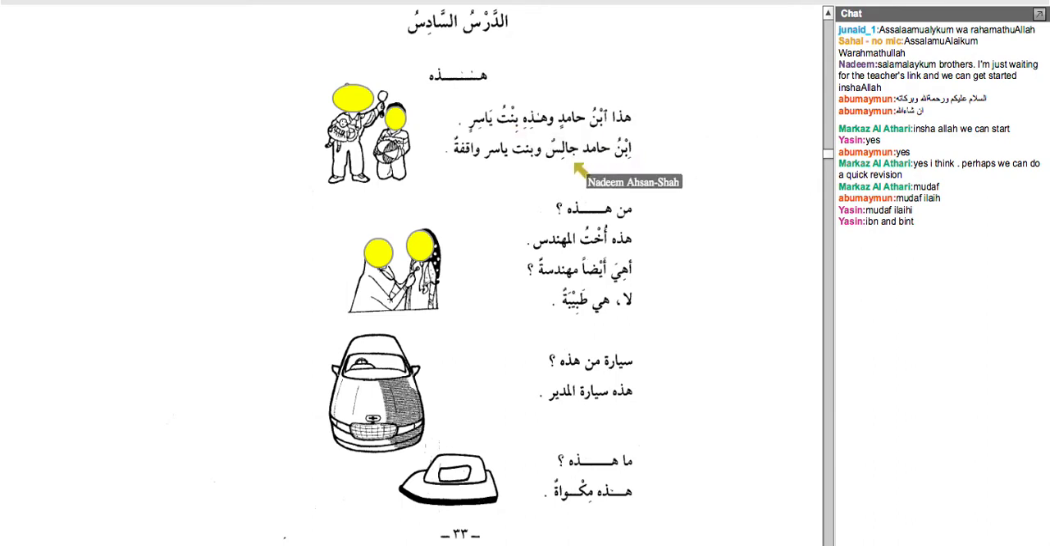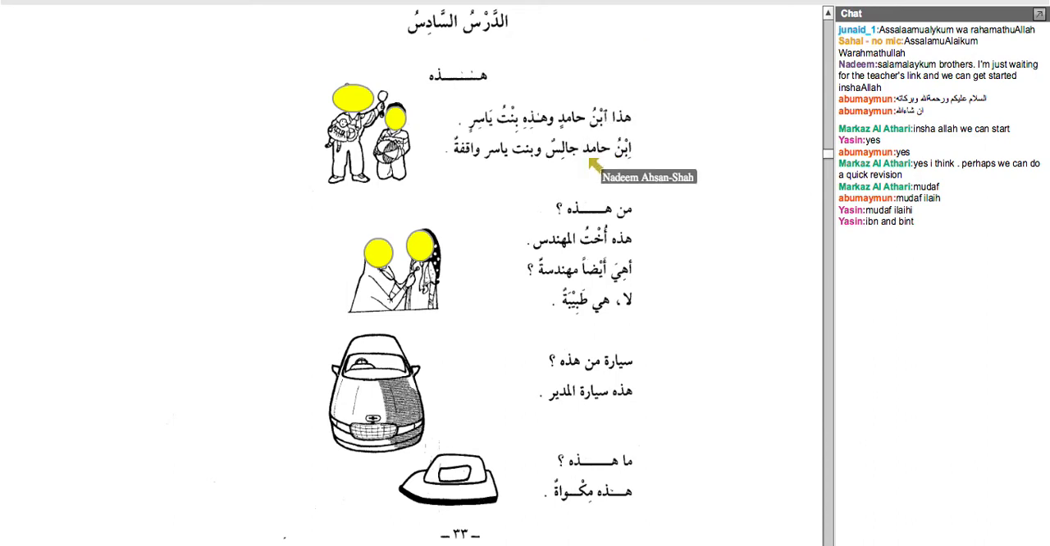So here again we have the next line. Ibn Hamidin Jalisun wa Bintu Yasirin wa Qifatun. This is lovely. So many rules that you can see gathered together in this one line. The first one is Hamzatul Wasl being used at the beginning of a line. You pronounce it, not as in the previous line, where it was between the words so you didn't pronounce it. Here at the beginning, you say Ibnu. So then, because it is mudaf, therefore it only has one dhamma.